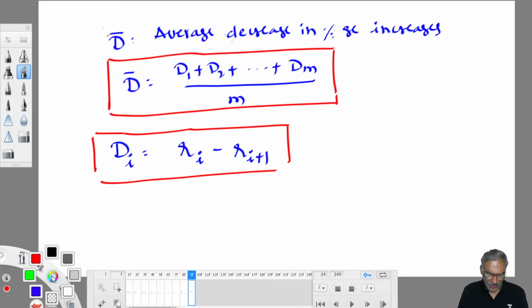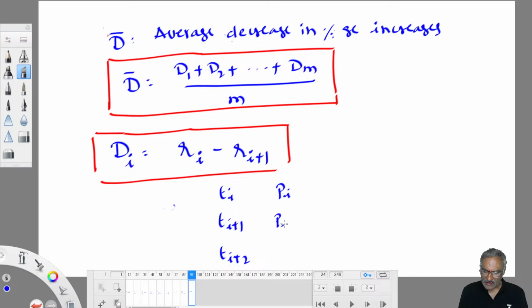Now, for example, population at time ti is given to you. Population at time ti plus 1 is given, ti plus 2 also given, that is Pi, Pi plus 1, Pi plus 2. Using this, what can you work out? R values: you can work out Ri and Ri plus 1. Using the r values you can find out Di. Di is equal to Ri minus Ri plus 1.